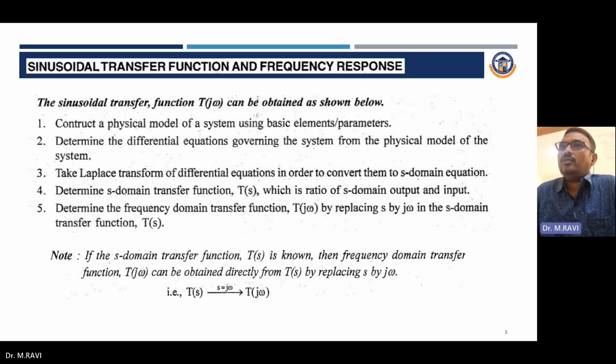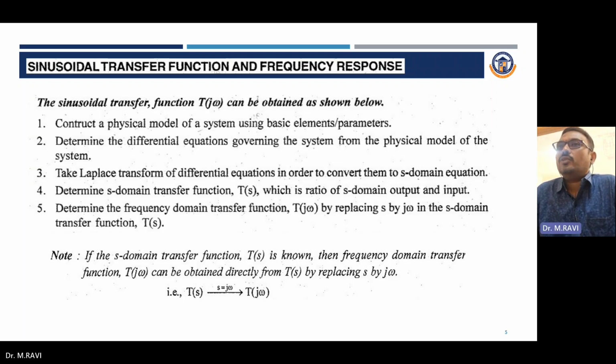Determine the S-domain transfer function T of S, which is the ratio of S-domain output and input. Determine the frequency domain transfer function T of j omega by replacing S by j omega in the S-domain transfer function T of S.